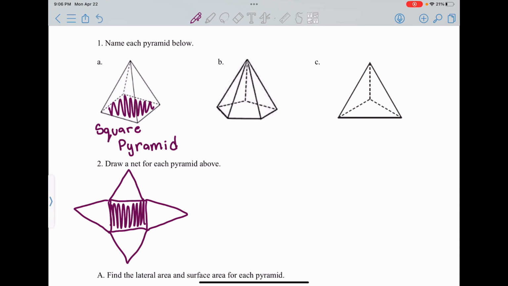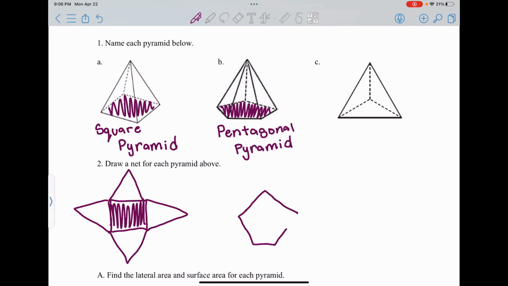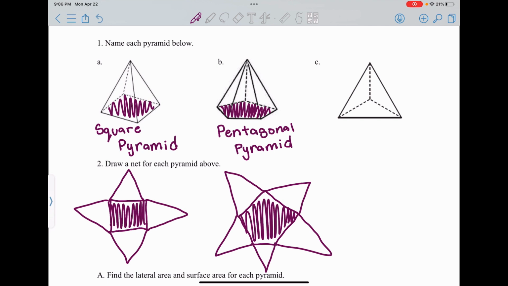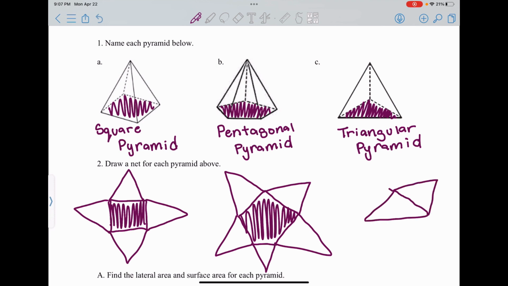Let's try this again. In B, it looks like the shape of my base is a pentagon. So this is a pentagonal pyramid. And in order to draw the net, I'm going to start by drawing my pentagon base, and then each base edge gets a triangle. Lastly, in C, my base is a triangle. So this is a triangular pyramid. So I'm going to draw my triangle base, and then triangles for each base edge.